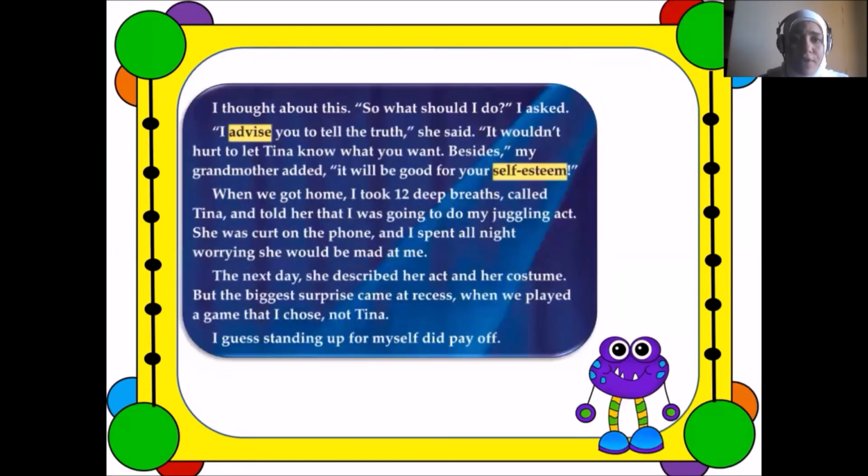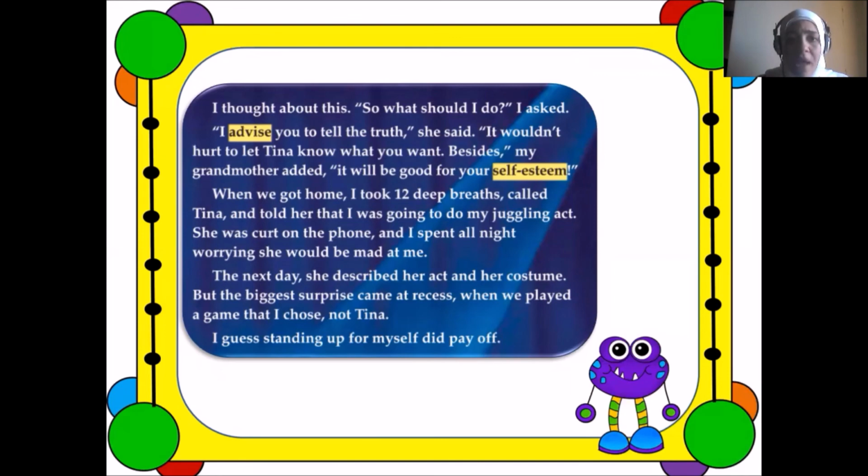I thought about this. "So, what should I do?" I asked. "I advise you to tell the truth," she said. "It wouldn't hurt to let Tina know what you want. Besides," my grandmother added, "it will be good for you, for your self esteem."